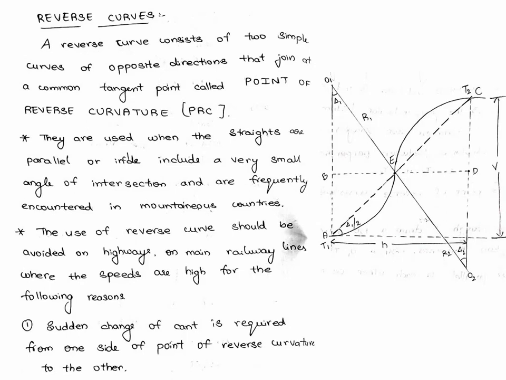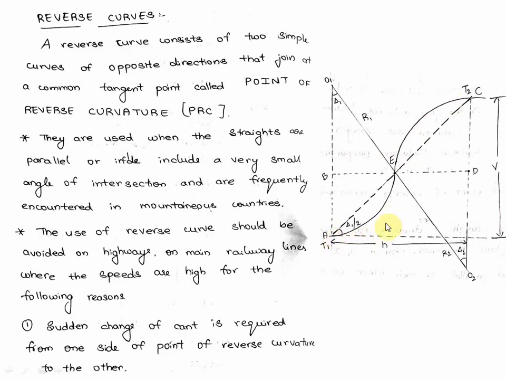As far as possible we have to avoid this type of curve on highways and on main railway lines where the speeds are high, for the following reasons. We have to avoid this even in railways, in high speed railway lines. The reasons behind that are: a sudden change of curvature is required from one side of the point of reverse curvature to the other.